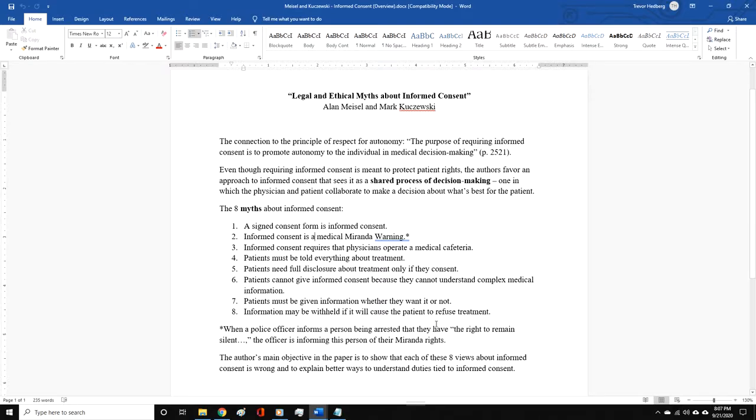And you'll notice when you look at the article in its original text that every single myth has its own subsection. So the first myth is a signed consent form is informed consent, and then they've got a few paragraphs where they explain why that is a myth, why that is, in other words, an incorrect but sometimes commonly held view of what informed consent is. And so they run through all 8 of these, try to show that all 8 of these views of informed consent are false, and then conclude their paper. So they start out by talking about what informed consent is in a broad sense, and then they narrow their focus to each of these 8 individual issues, explain why none of these views of informed consent are right, and then wrap things up.